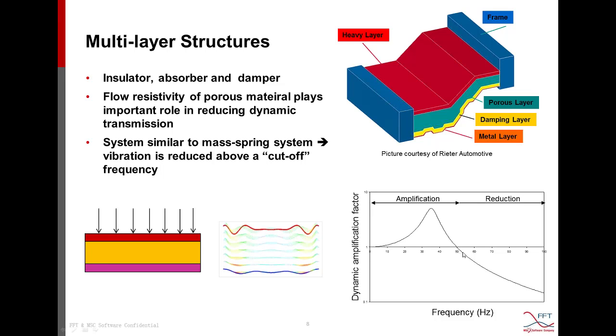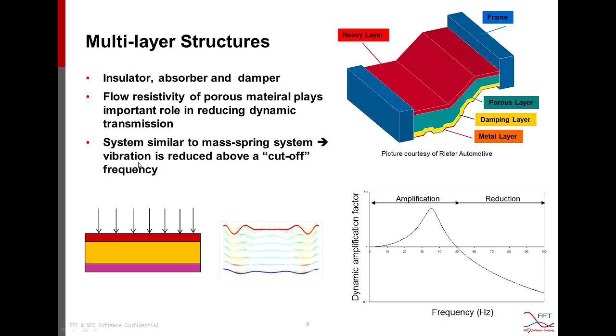So above this frequency, the dynamic loading or the vibration from the incident part is reduced through the complex structure to the transmitted part. However, below this cut-off frequency, we typically have this amplification effect. Now, the reason behind that is that these complex layer structures are dynamically similar to a damper mass spring system.